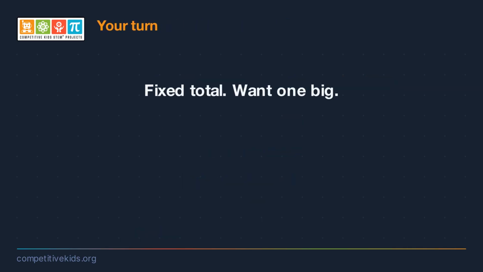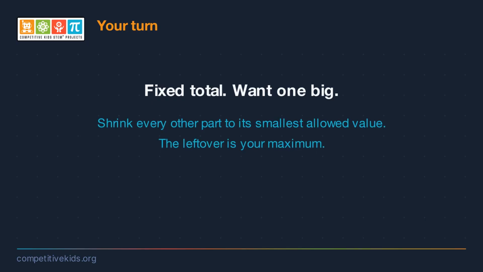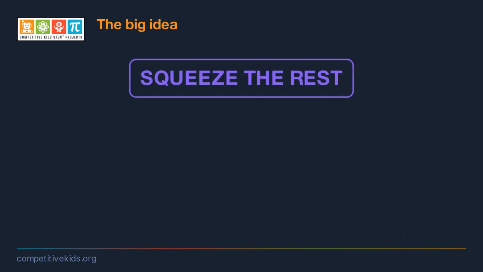Here is the whole move. A fixed total, and you want one part to be the largest. Shrink every other part to its smallest allowed value. The leftover is your maximum. When the parts must be different, the floor is 1, 2, 3, and so on. Same single move every time. This is the squeeze the rest rule.